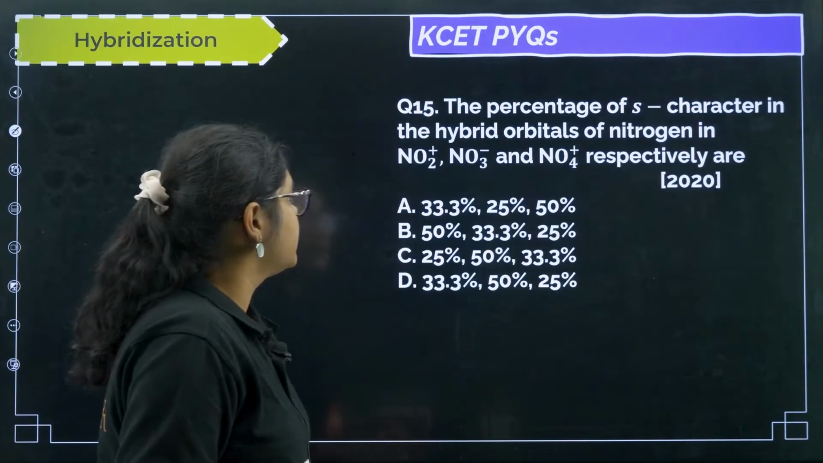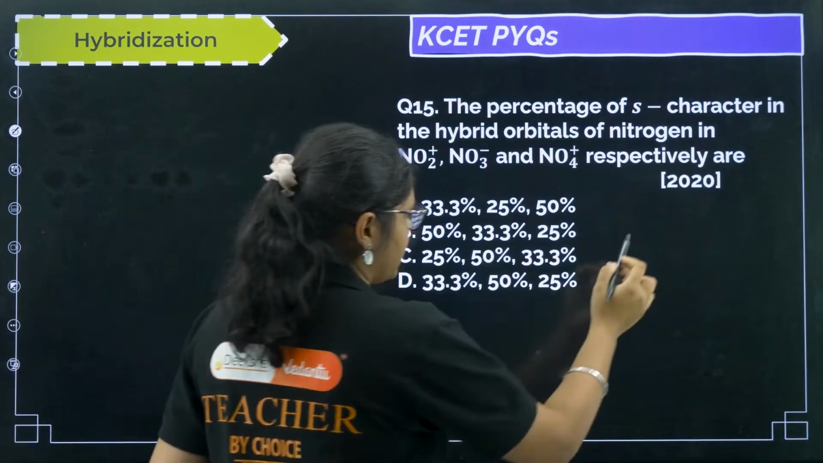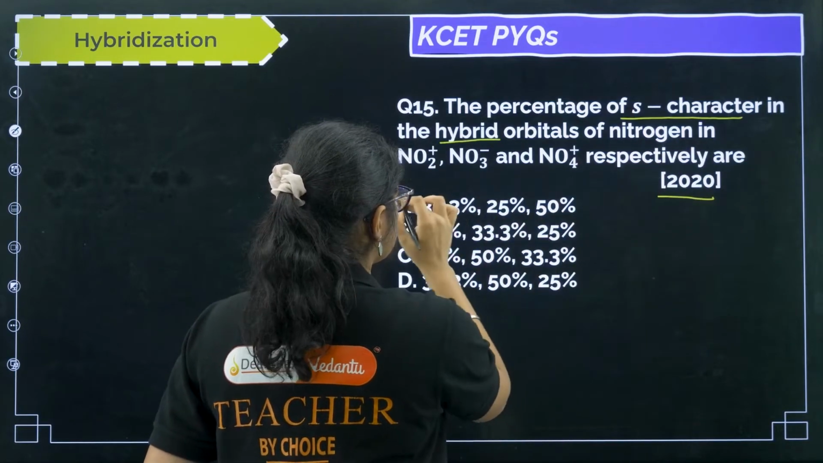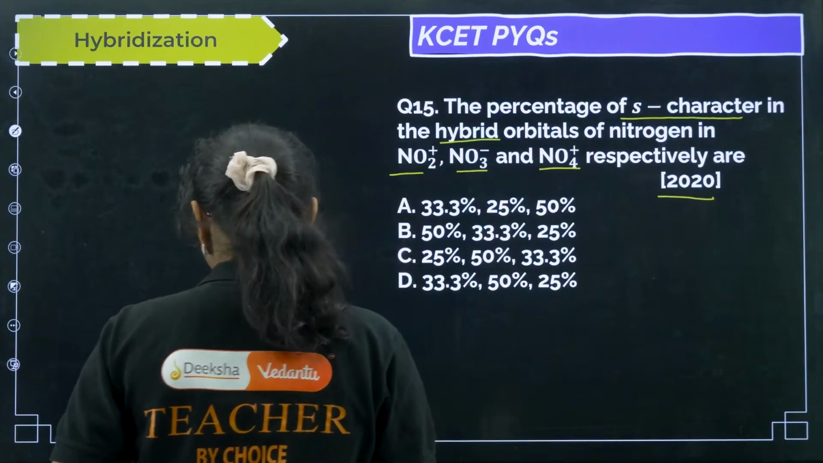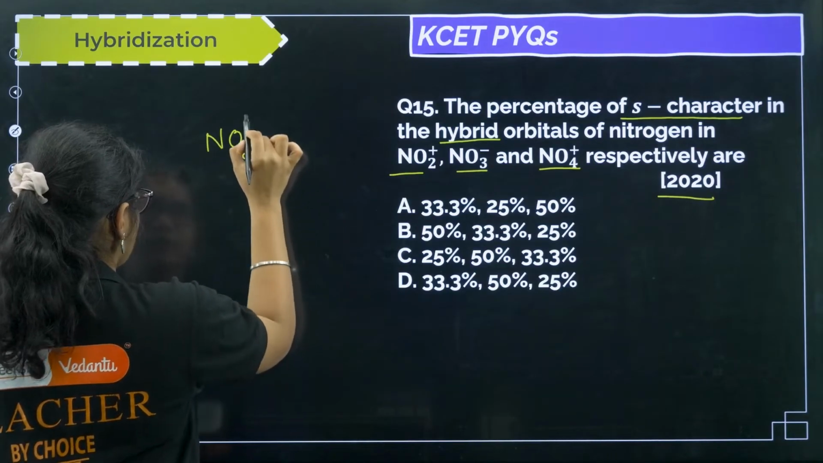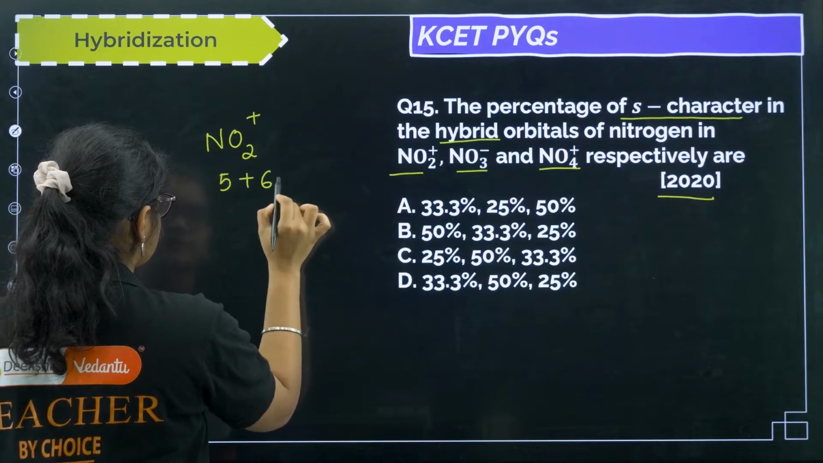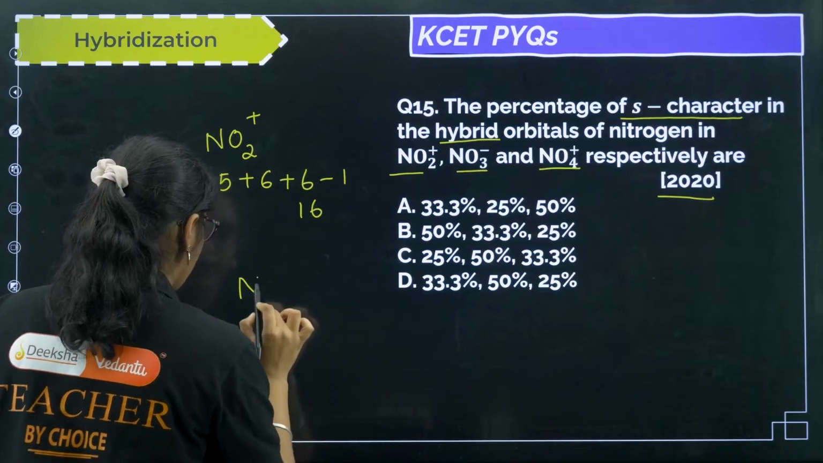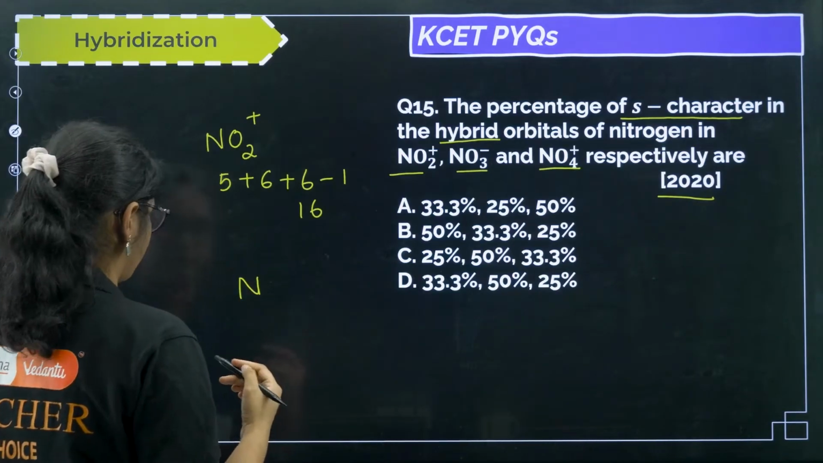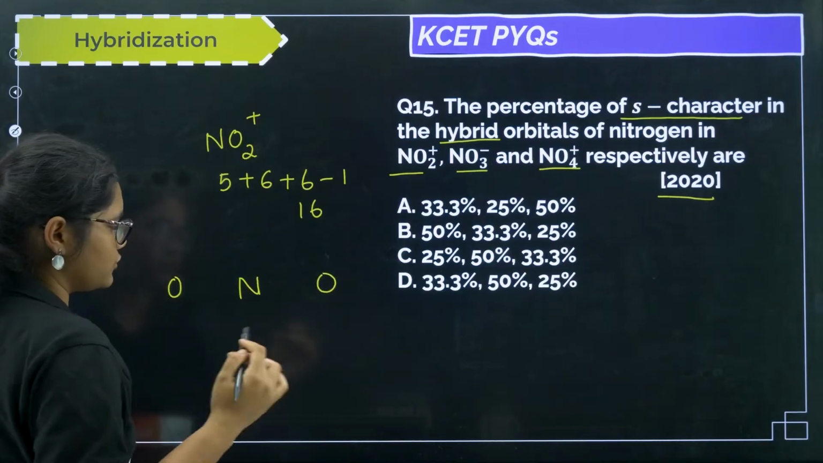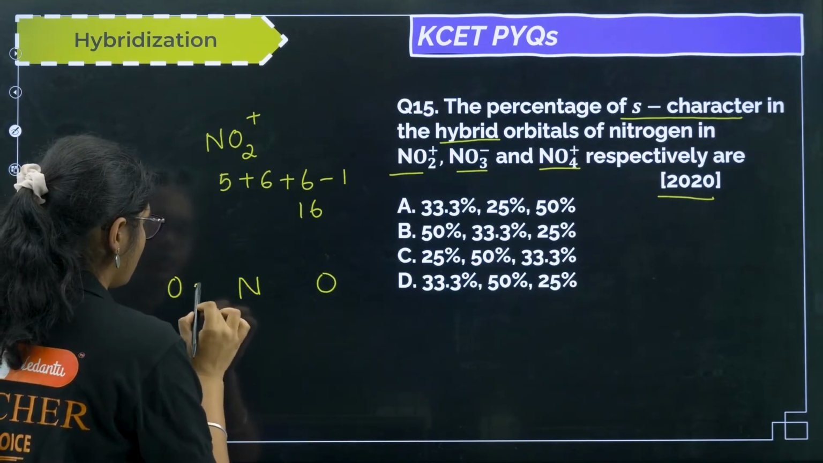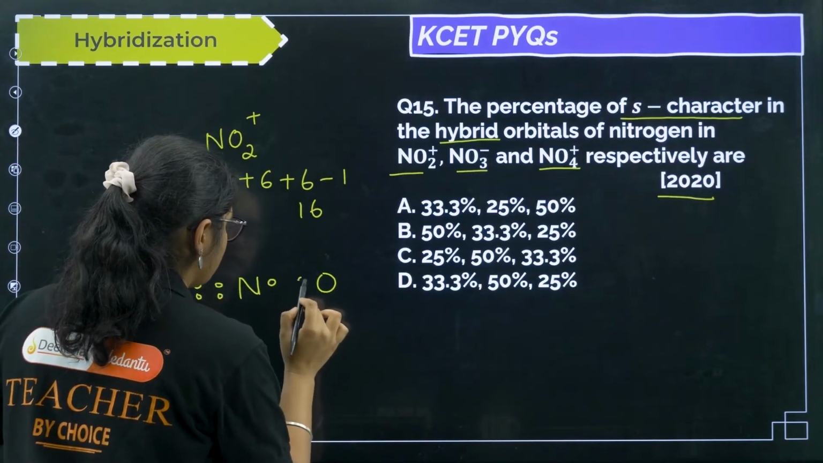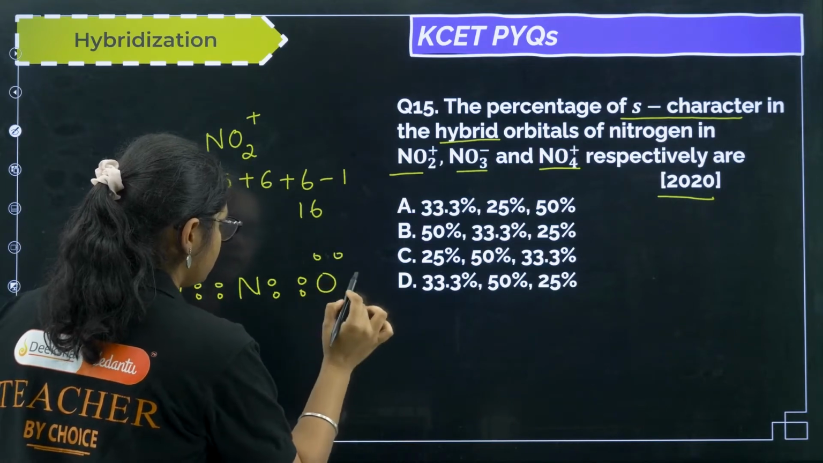Next is 15th question from hybridization, 2020 KCET question. The percentage of s character in the hybrid orbitals of nitrogen in the following species are respectively. So if I see first NO2+, total valence electrons are 5 plus 12, that is 17, minus 1, so 16. So I have N. Now I want 16 electrons, so I'll make it like this, and octet should also be satisfied. So I'll put 1, 2, 3, 4, 5, 6, 7, 8, then 9, 10, 11, 12, 13, 14, 15, 16.